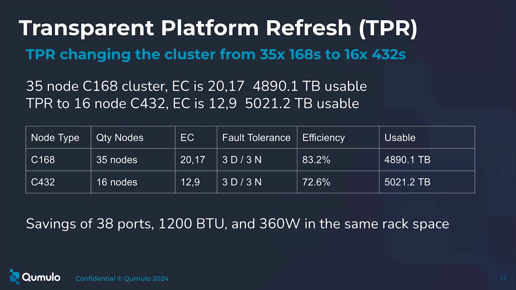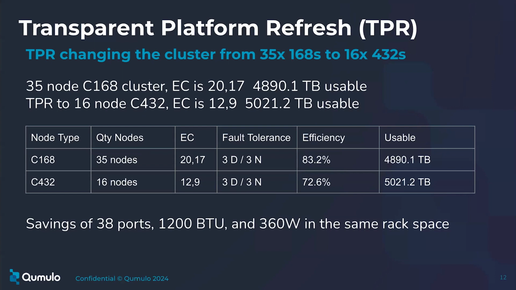So here we have another example. I'm taking a 35 node 168 cluster. I got an erasure coding out there of 20/17, so 20 minus 17, 3 disk failure. I got 3 node fault tolerance. Got roughly 4.8 petabytes usable. I'm going to roll this thing out to basically half the space, half the number of nodes out there with my 432. Roll down to 16 nodes. The erasure coding is going to change. We're still going to keep that 3 and 3 out there, but as you can see, we're getting about another 200 terabytes of usable space.